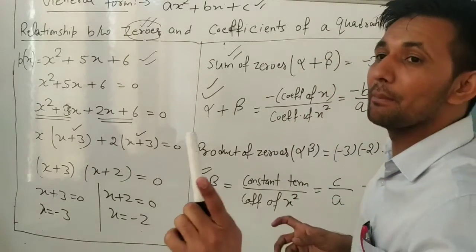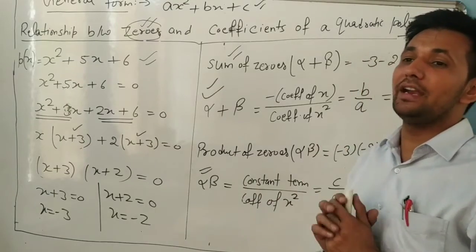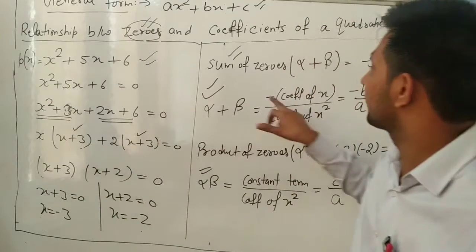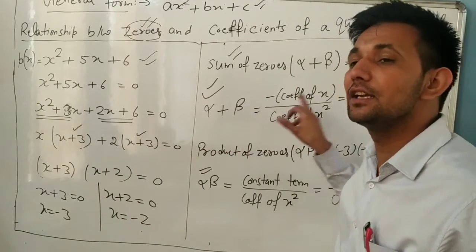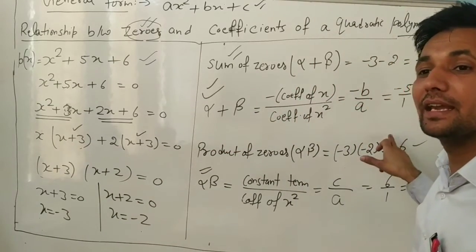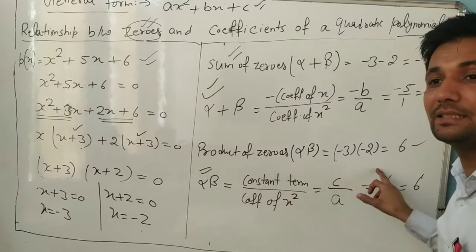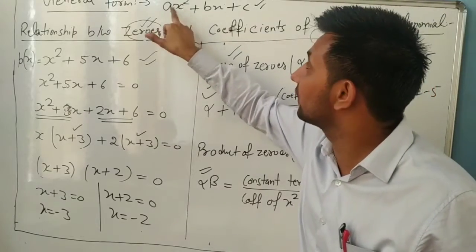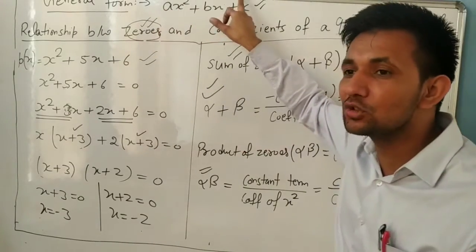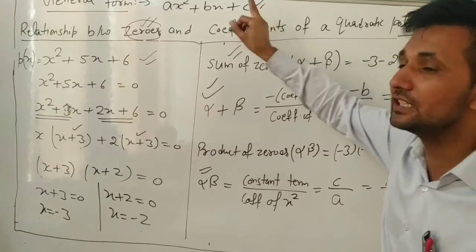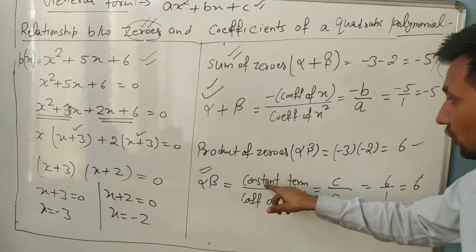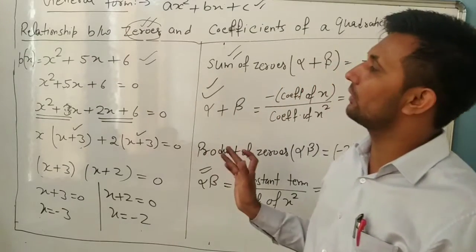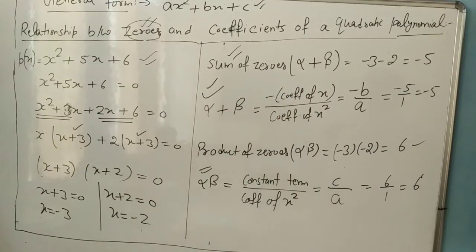So you have to remember dear, if you want to find the sum of zeros, no need to solve it. Direct: alpha plus beta is minus b by a, alpha into beta is c by a. But you have to remember what a is. a is the coefficient of x square, b is the coefficient of x, c is the constant term. What is the constant here? 6. Understand it? Note it down. Okay? It is very important.